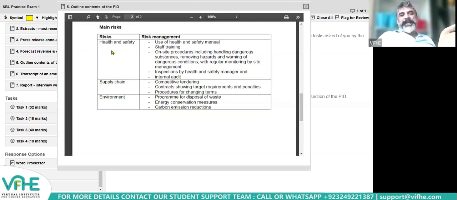He has talked about health and safety risks. He's talked about supply chain risk. He's talked about environmental risk. Don't you think there will be other risks as well? What about financial risk? So there's a whole list of risks. So the 4th point will be that your risks are not complete. You have not identified all key risks.